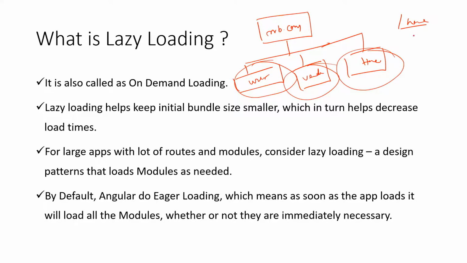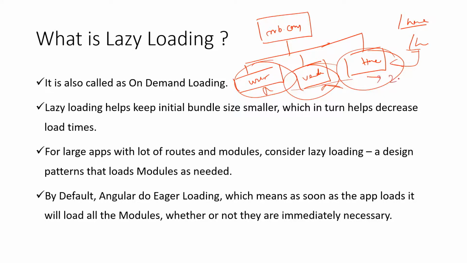So suppose if we are going to the home path, it will load just the home module. If we are going to the vendor path, it will load only vendor. If we are going to the users path, then it is loading only the users module. So what is happening here? It is not loading all the 6 MB. It is just loading one module at a time, which is immediately necessary.